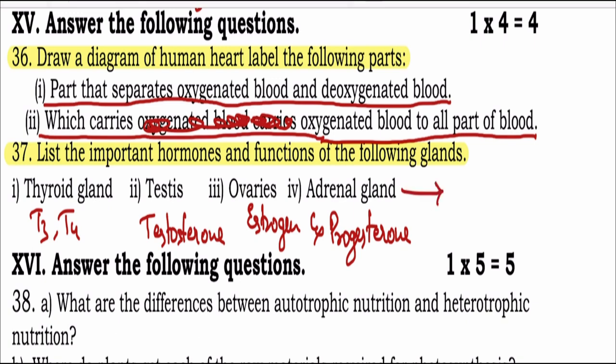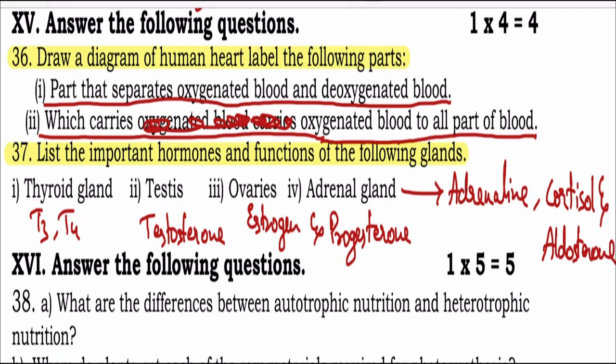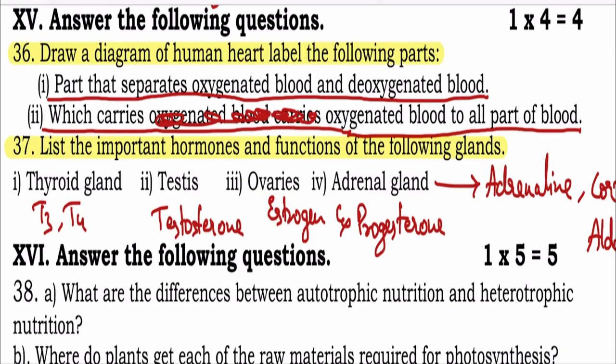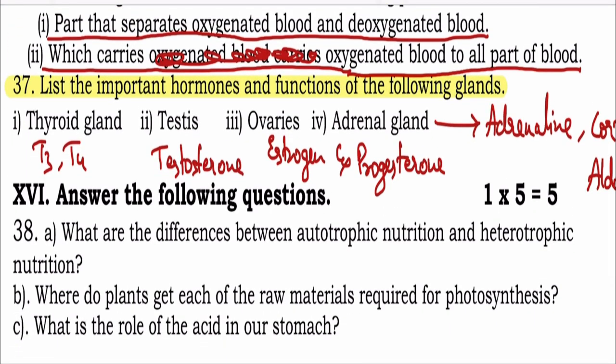Adrenal gland, and the hormones are adrenaline, cortisol, and aldosterone. Here the function is to increase heart rate, blood pressure, and regulation of metabolism, or maintaining blood pressure by controlling sodium and potassium levels. Okay, let's go to the last main question, number 38.